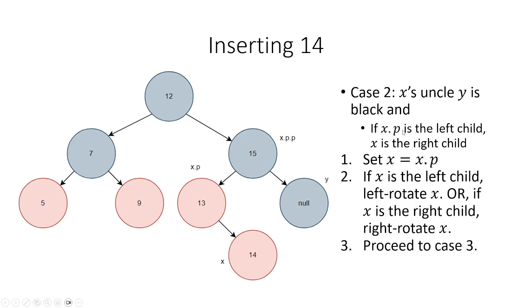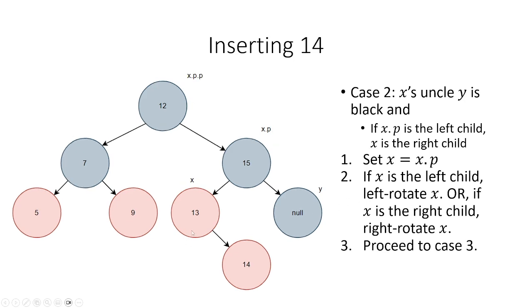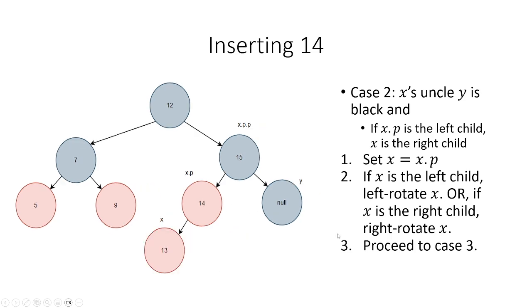So the way that you're going to fix this is you're going to set X equal to its parent. So now we're going to call 13 X. And if X is the left child, we're going to left rotate X, or if X is the right child, we're going to right rotate X. In this case, X is the left child, so we're going to be left rotating. And then we'll end up with this structure.